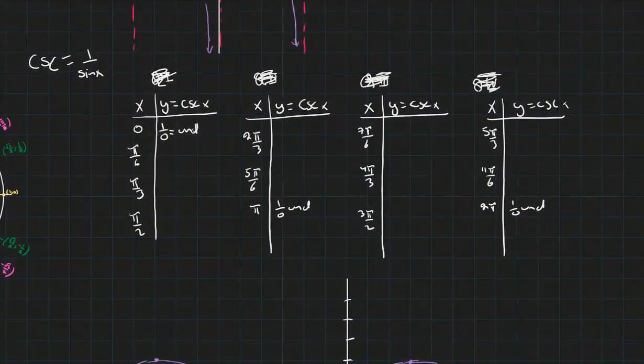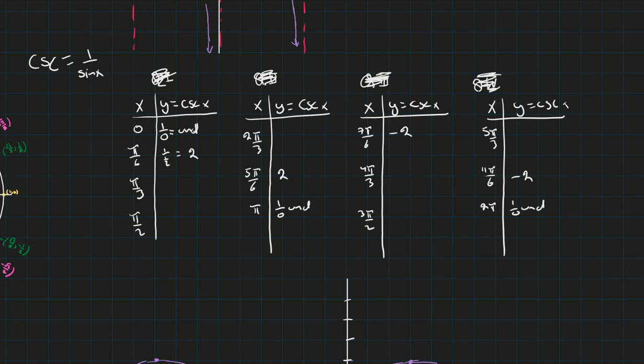So pi over 6. Well, pi over 6, this is 1 over 1/2, which is the same thing as multiplying it by 2. So this is going to be 2. So I know that anything to do with a denominator of 6 is going to be 2. So this is going to be 2. This is going to be negative 2. And then this is going to be negative 2.